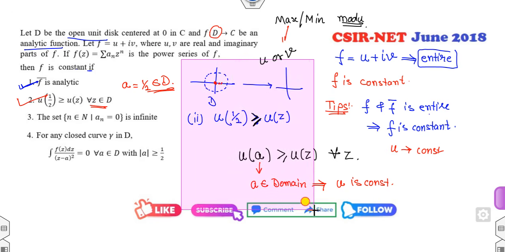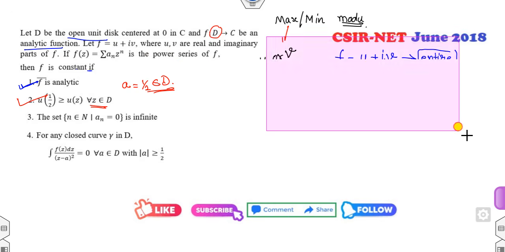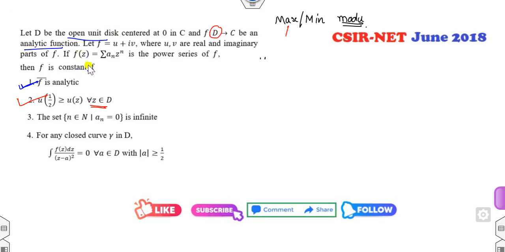Okay, let me clear the screen now. Look at this third option: the set of n belonging to the natural numbers for which a_n is 0. What is a_n? This part. Can you correlate this a_n with the function f? It is the nth derivative at the point divided by n factorial. Now, a_n is 0, and the set is infinite.